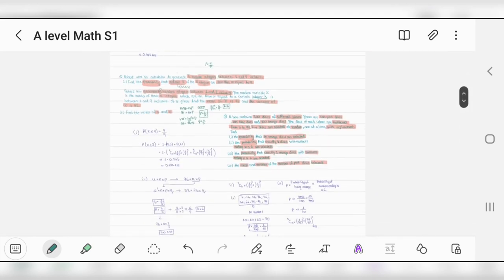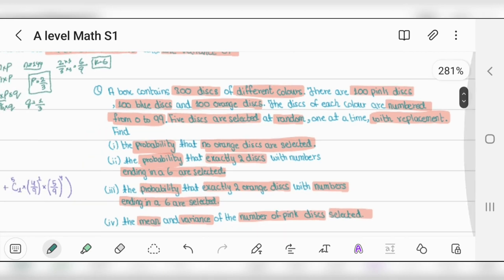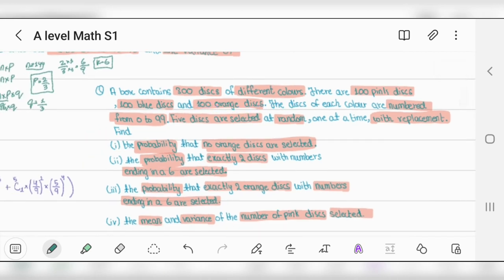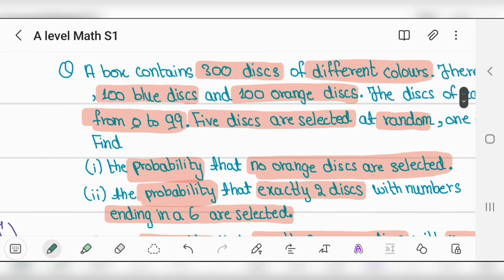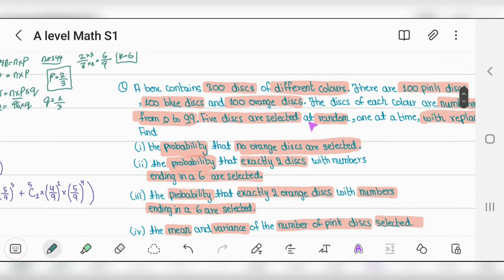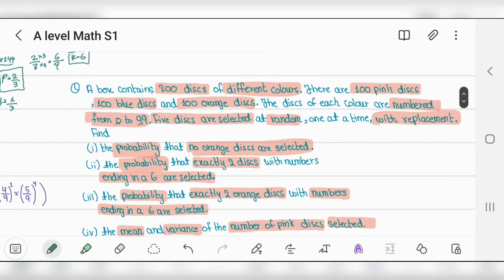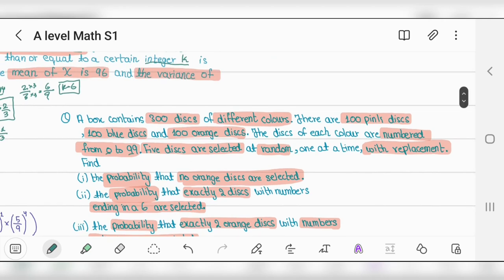So now moving to another question. A box contains 300 discs of different colors. There are 100 pink discs, 100 blue discs, and 100 orange discs. The discs of each color are numbered from 0 to 99. Okay, so they are numbered from 0 to 99. 5 discs are selected at random, one at a time with replacement. Okay, find the probability that no orange discs are selected.